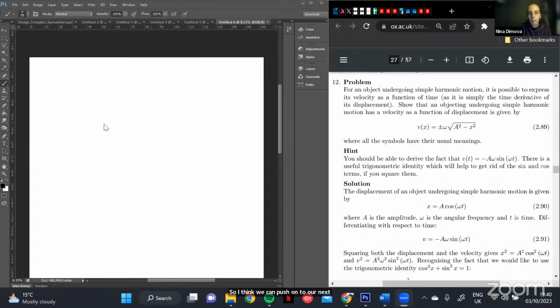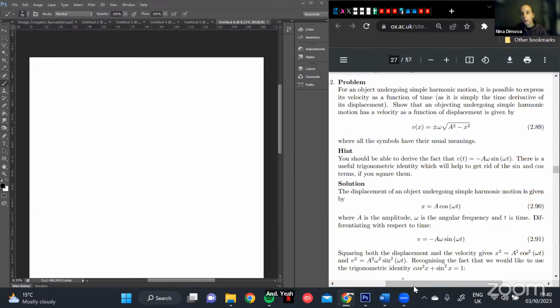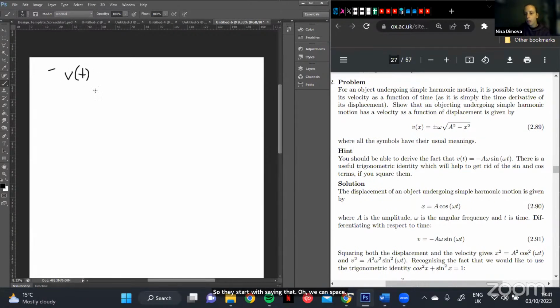Yeah, so let me hide this. The next question is about simple harmonic motion. They say it's possible to express the velocity as a function of time, and they want us to show that an object undergoing simple harmonic motion has the velocity as a function of displacement given by this. So they start by saying we can express the velocity as a function of time, and they want the velocity as a function of displacement. In this case, it's mostly a math question, to be fair.